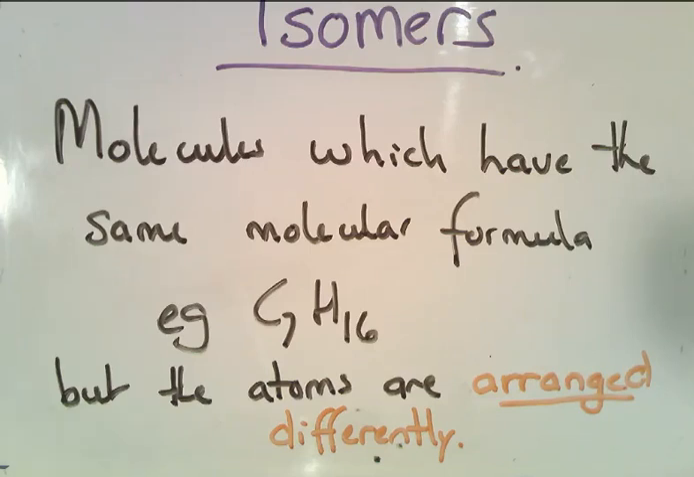This video is an introduction to isomers. It's for Year 11 level, but if you're in Year 12 and you're starting Chapter 10, then it's good to look at this to start with. Isomers are molecules which have the same molecular formula, for example C7H16, but their carbon atoms and hydrogen atoms are arranged in different ways.